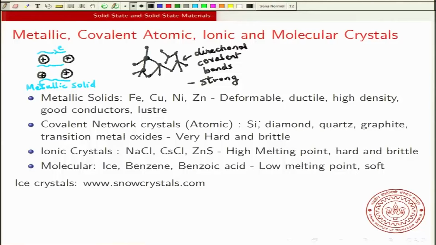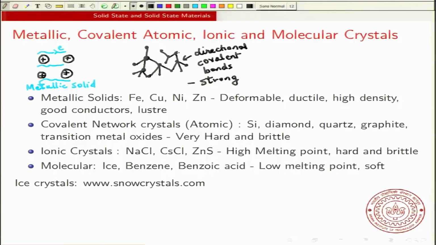In addition to things like silicon or carbon in diamond form, you can also have oxides like silica. Quartz is a form of silica which is also a network solid. You can have transition metal oxides. So, these are also covalent solids, okay. One feature of a lot of these covalent network solids is that they are very hard, and I emphasize the word very, okay, because the whole structure is a network solid.